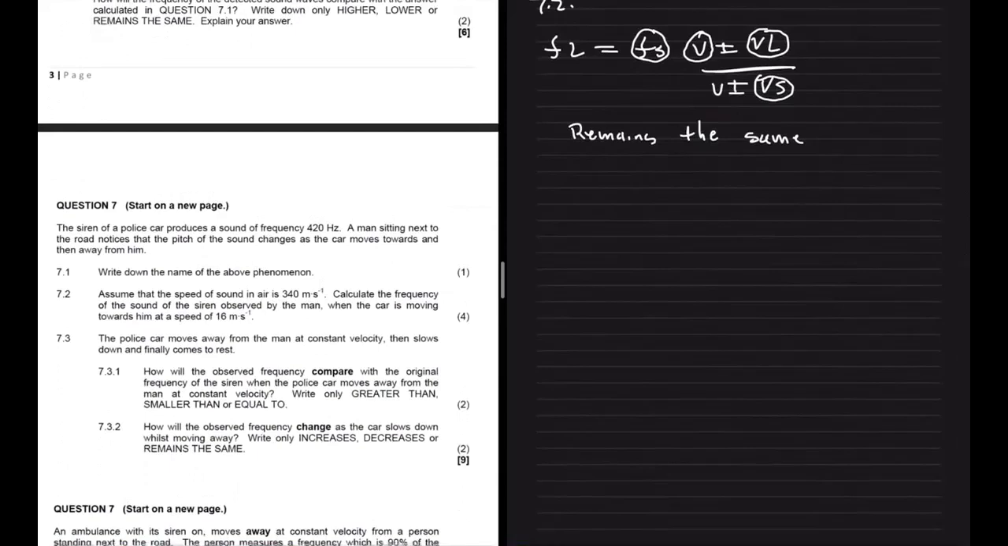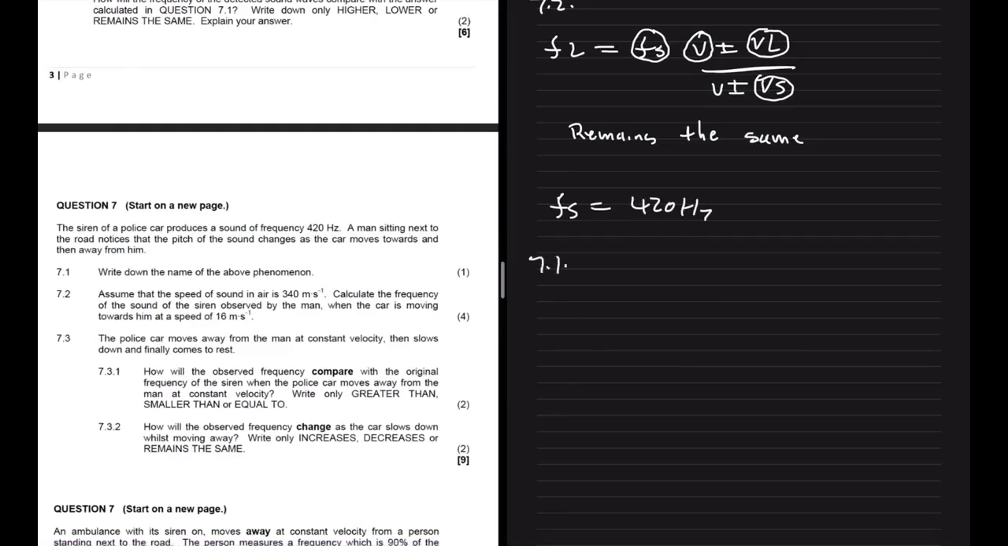The first step again: read the statement that is given and write down any information that we feel would come in handy. So the siren of a police car produces a sound of frequency, so frequency of source, 420 Hz. A man sitting next to the road notices that the pitch of the sound changes as the car moves towards and then moves away from him.